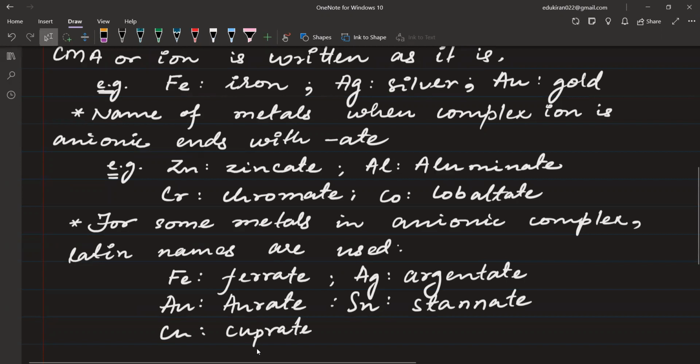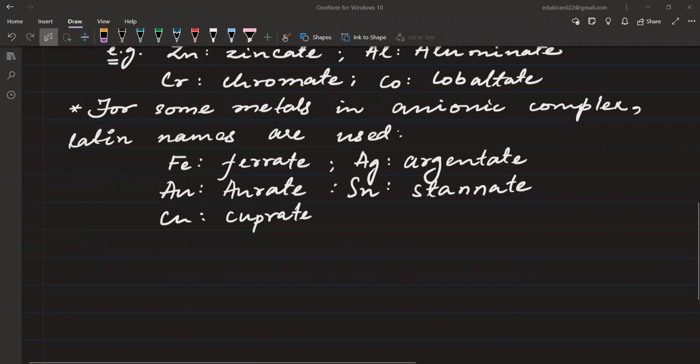Write this down. Done, guys? Yes, sir. Write this example.